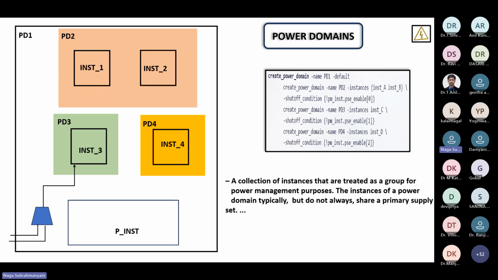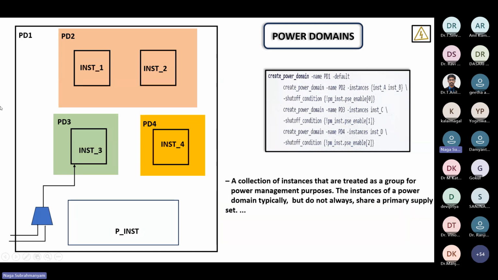These are the various power domains. This PD1 is one domain. This PD1 has three more domains, which are PD2, PD3, PD4. Don't see them as different domains. In the PD1 itself, in the power down one itself, there are three domains: PD2, PD3, PD4. Means instance 1 and 2 are in one domain, instance 3 is in one domain, instance 4 is one domain. All these things are in the one domain.